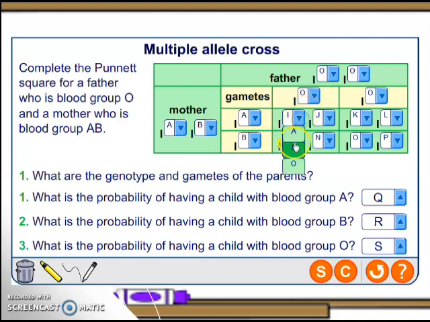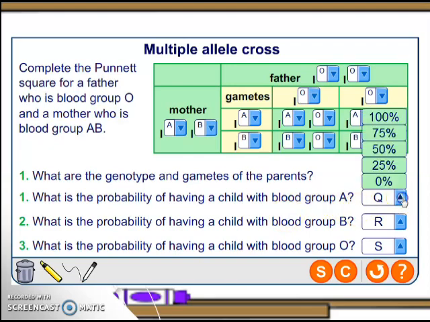We have here A, O, B, O, A, O, and B, O. What's the probability of having a child with blood group A?